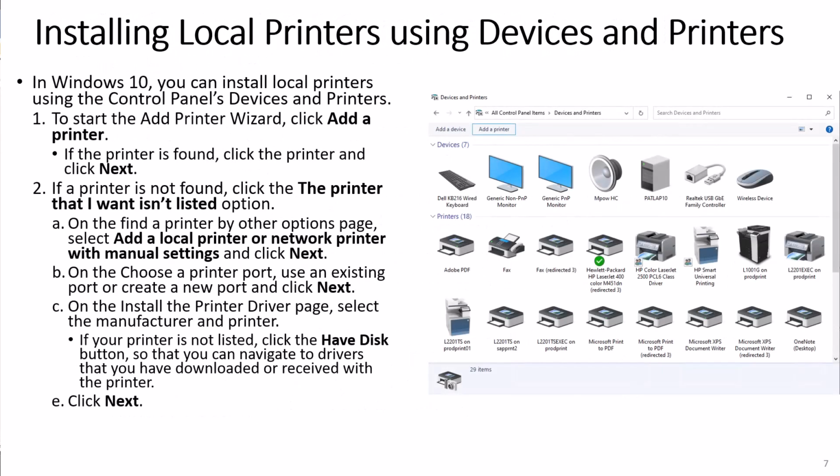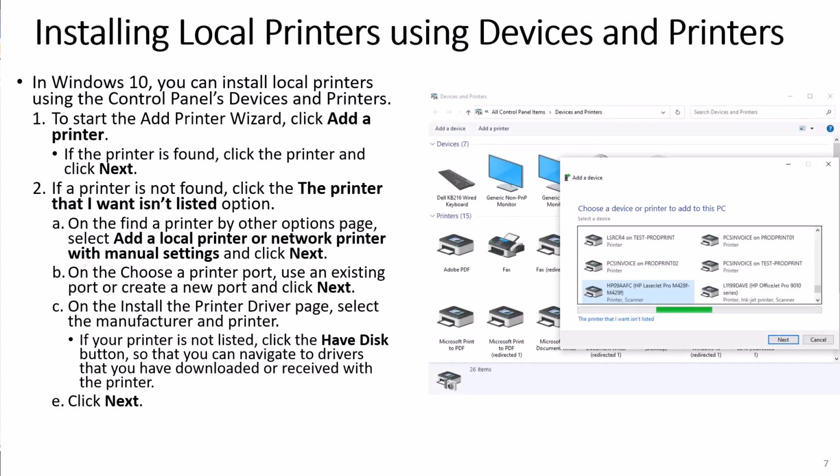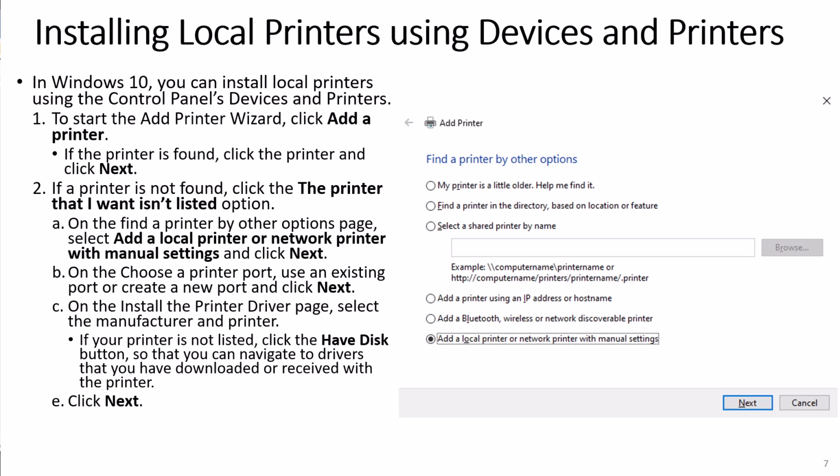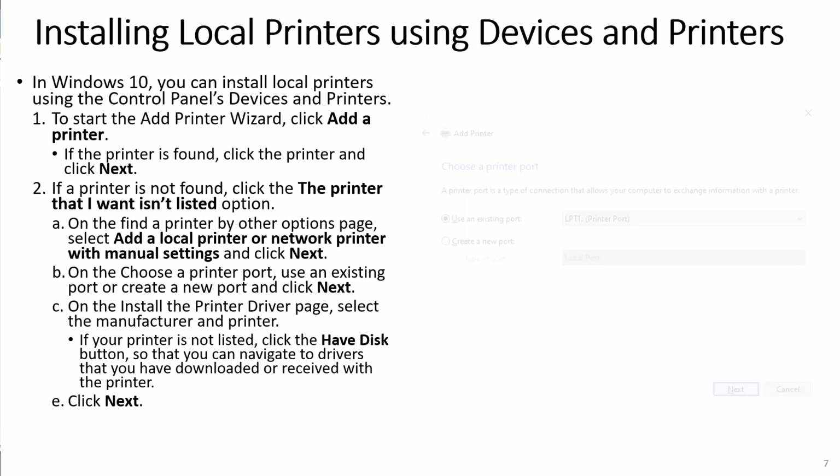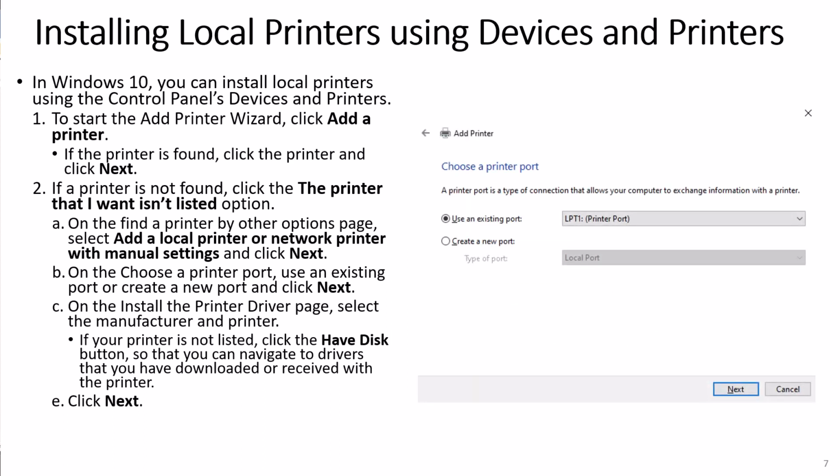In Windows 10, you can install local printers using the Control Panel, Devices and Printers. To start the Add Printer wizard, click Add a Printer. If the printer is found, click the printer and click Next. If a printer is not found, click the The printer that I want isn't listed option. On the Find a Printer by Other Options page, select Add a local printer or network printer with manual settings and click Next. On the Choose a Printer Port page, use an existing port or create a new port and click Next.